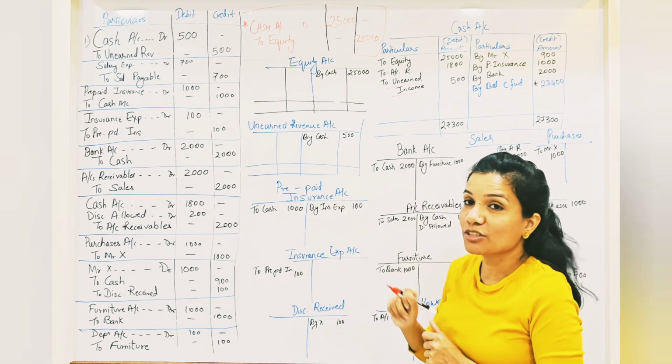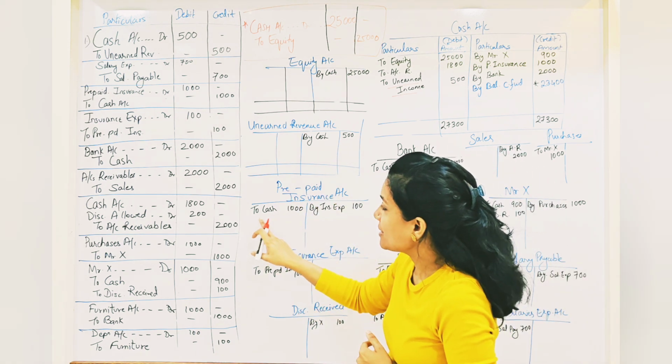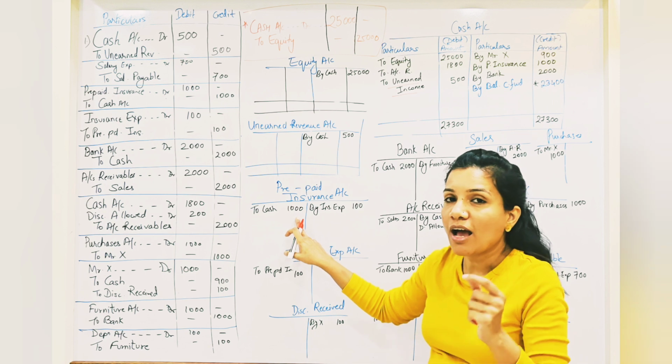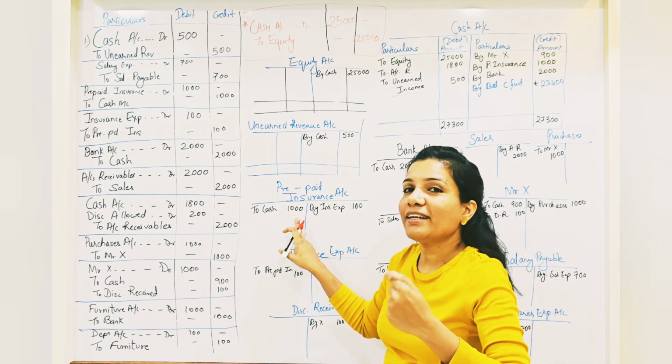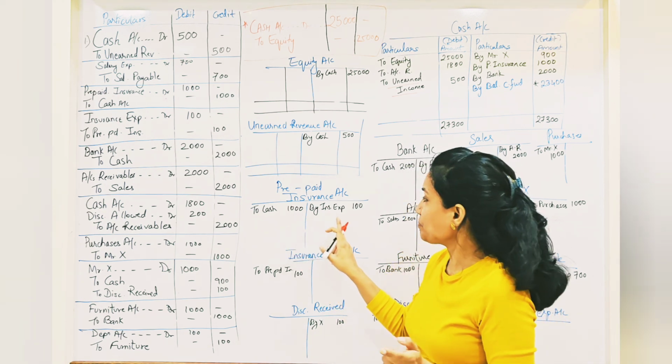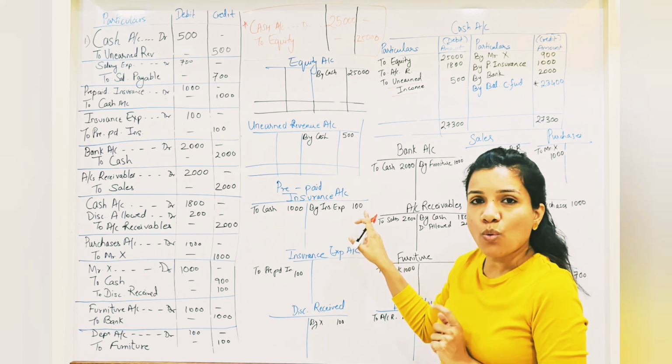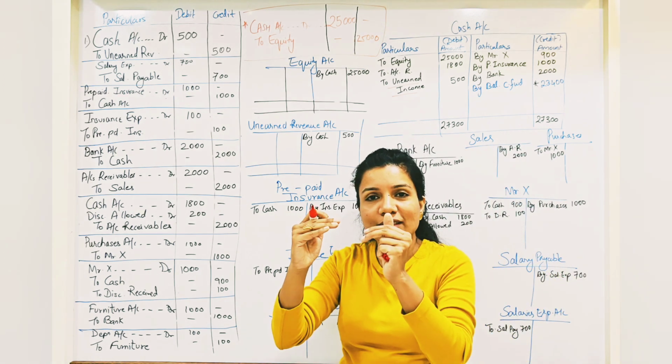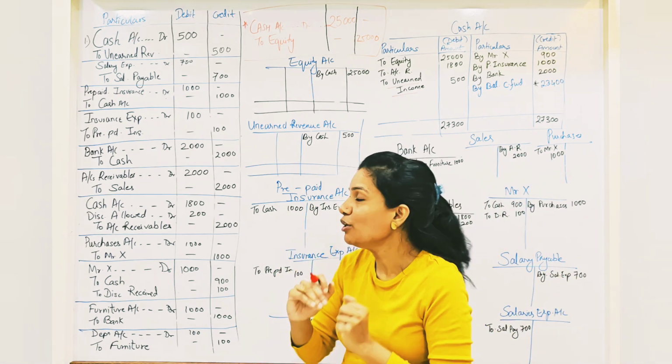Now we discussed this in the previous video. Whenever an asset's value has to be brought down, you have to credit it because assets have a debit balance. Now prepaid insurance is an asset. The asset was valued at 1000. After 1 month passed, 1/10 of this expired. So by insurance expenses 100, which means the value of 1000 prepaid expenses has gone down to 900.